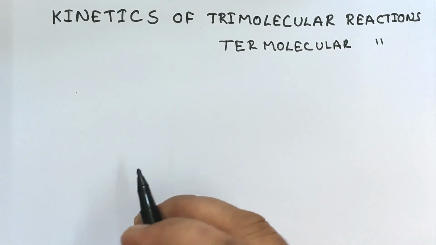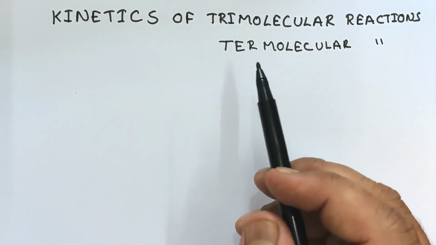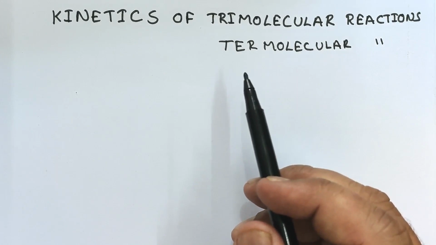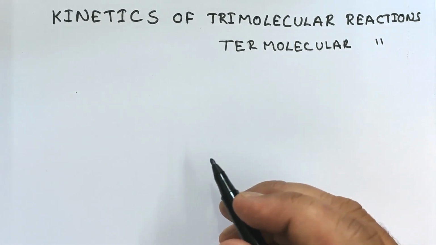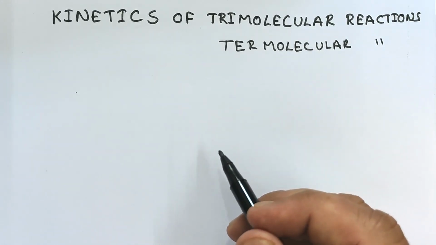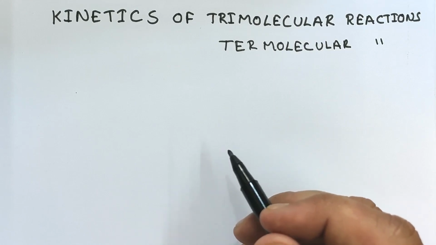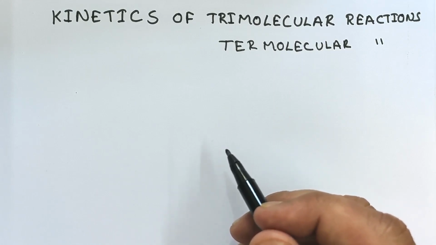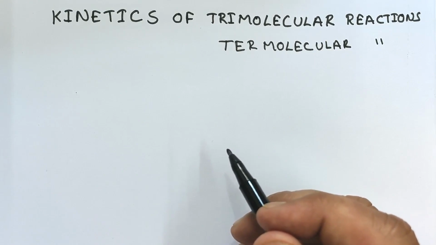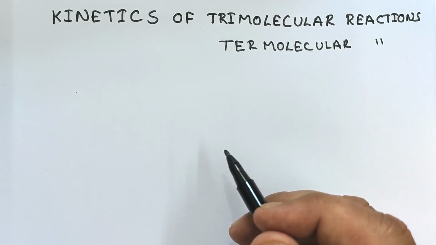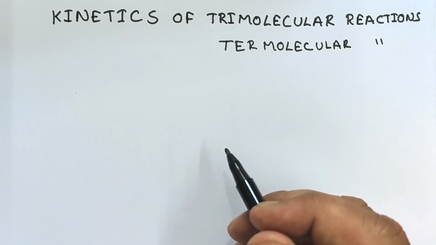Hey friends, welcome. Today we are going to discuss the kinetics of trimolecular reactions. Now, basically, trimolecular reactions are those reactions which involve the formation of an activated complex wherein three reactant molecules combine to form an activated complex, and further the reaction will take place.